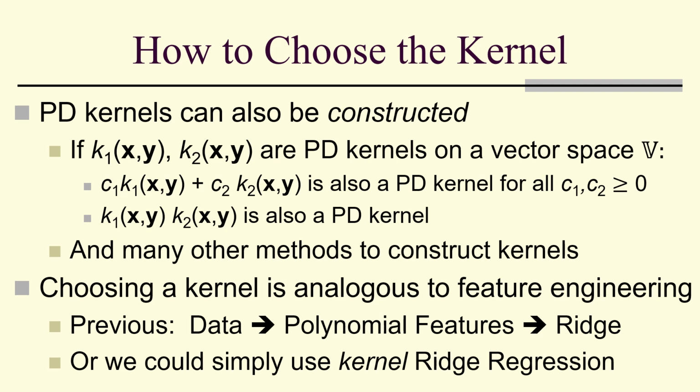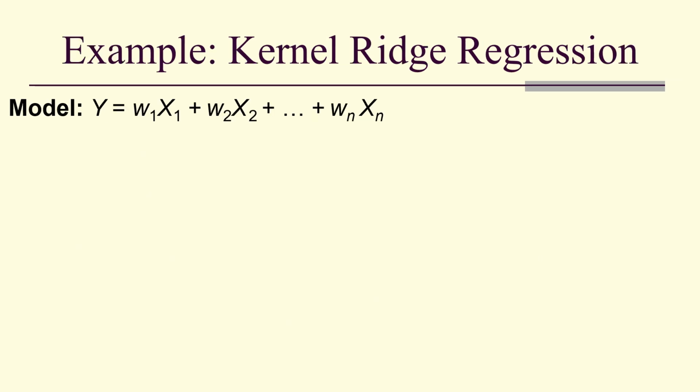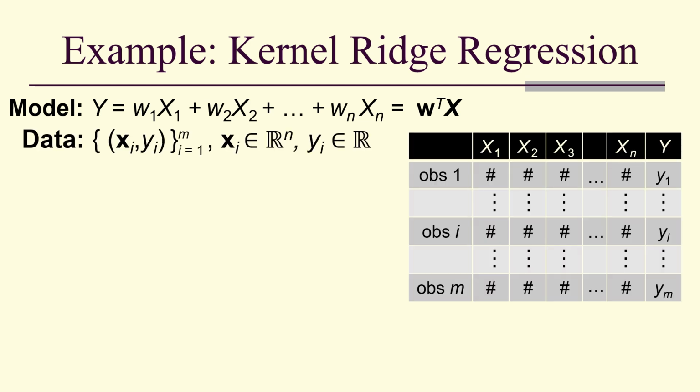But we could do the equivalent using kernel ridge regression. So let's begin by reviewing ridge regression. Our model is a linear combination of the feature variables, which itself is an inner product. Our data, the feature observations, are in R^n and the y sub i's are in R.